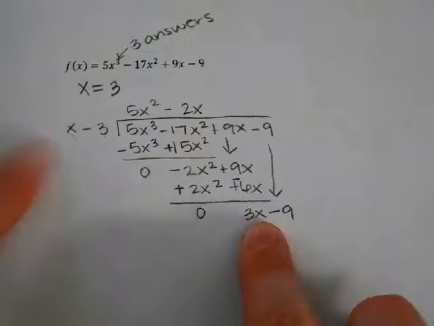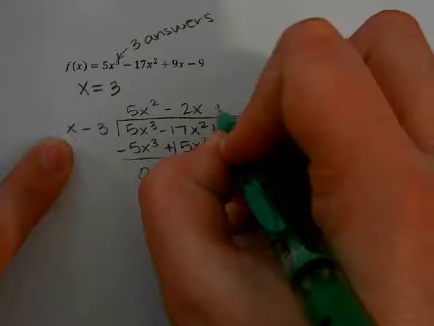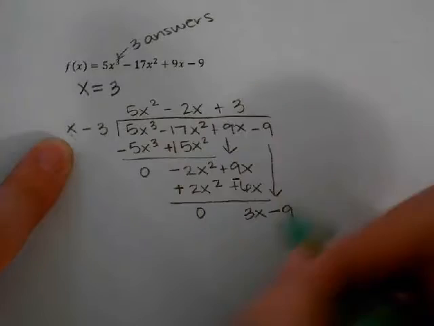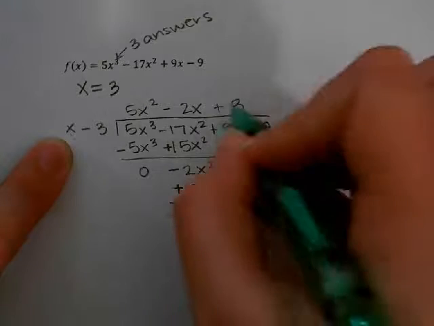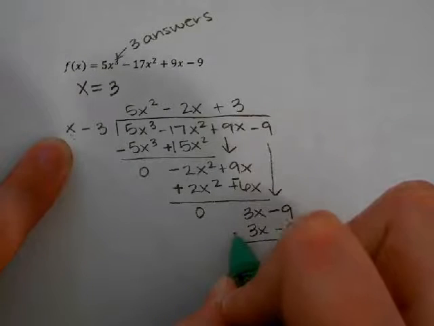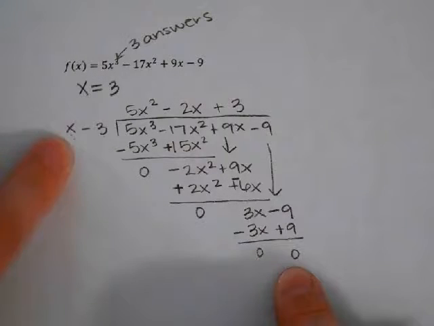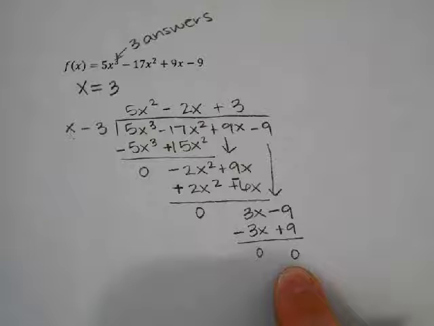And then what do I get next? Positive 3. 3 times x is 3x. 3 times negative 3 is negative 9. Draw the line, change the signs, 0, 0. And that makes sense, right? No remainder, because why? It's a factor. It's an x-intercept, which means it's also a factor. Okay, so there should be no remainder.